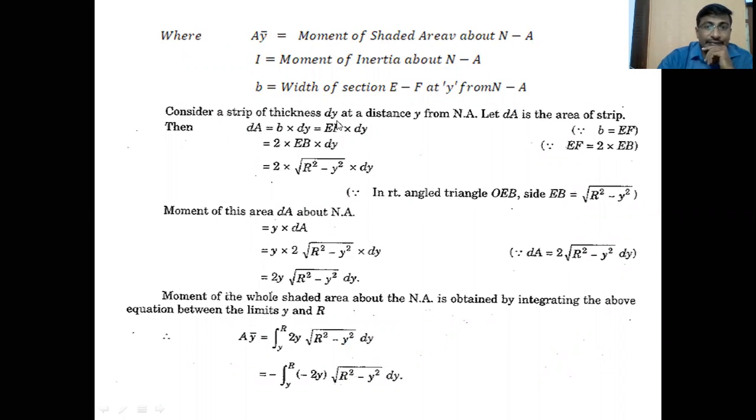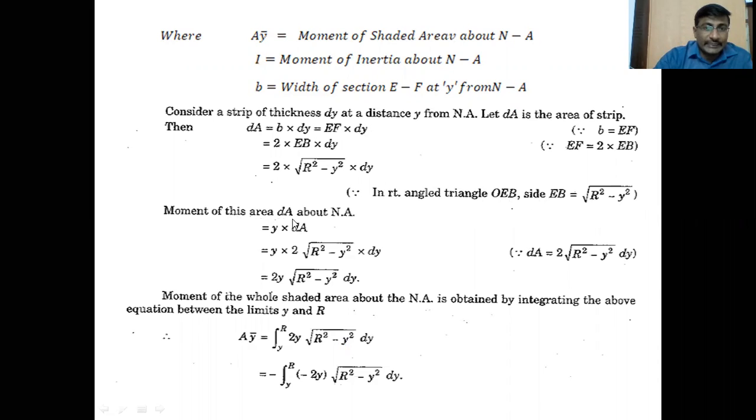Consider a strip of thickness dy at a distance of y from the neutral axis. Let dA be the area of the strip. dA is the area of the small strip. Then dA is equal to b into dy. The small strip area is, length is b, and dy is the thickness. What is the b here? EF. EF into dy. Otherwise 2 times EB into dy. So 2 into EB value, square root of r square minus y square, into dy. This is the total equation which represents the area of that small strip.